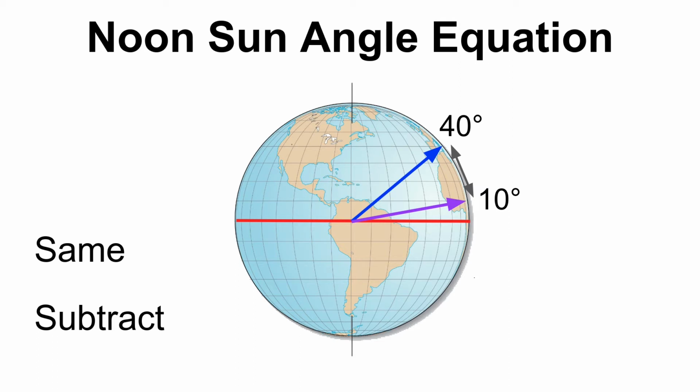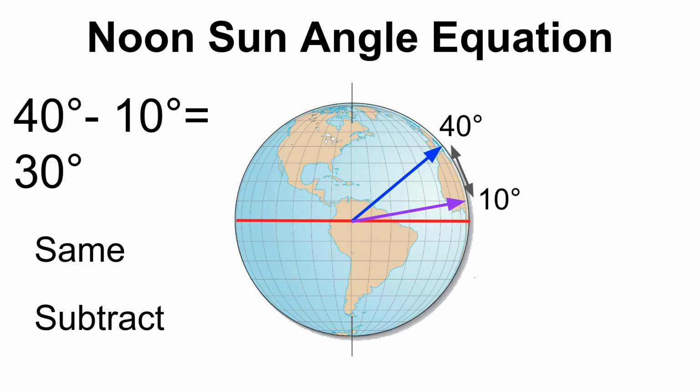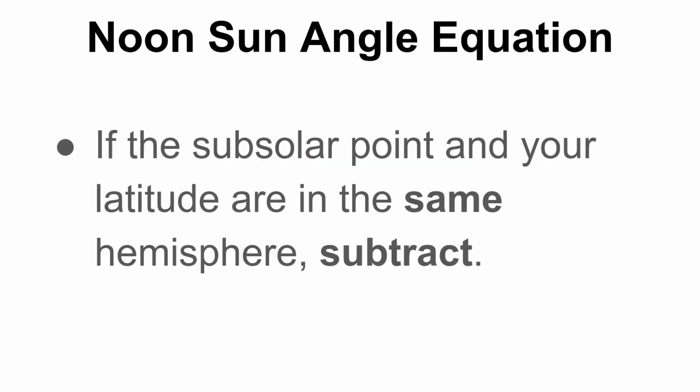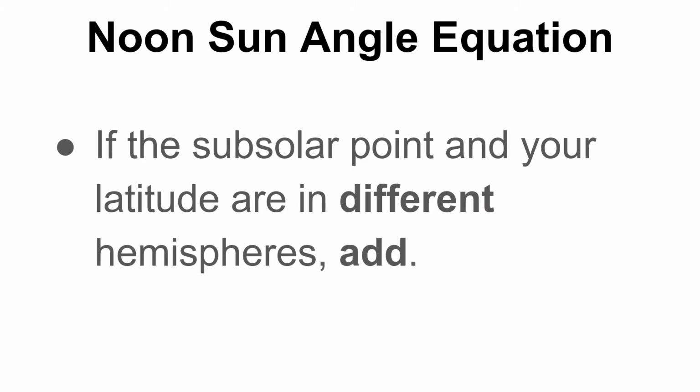So if they're in the same hemisphere, you subtract the smaller from the larger because you just want the difference between them. In this case, the difference between 40 degrees and 10 degrees is 30 degrees. Ta-da! All right, well, if they're in the same hemisphere, subtract. If they're in different hemispheres, you add.